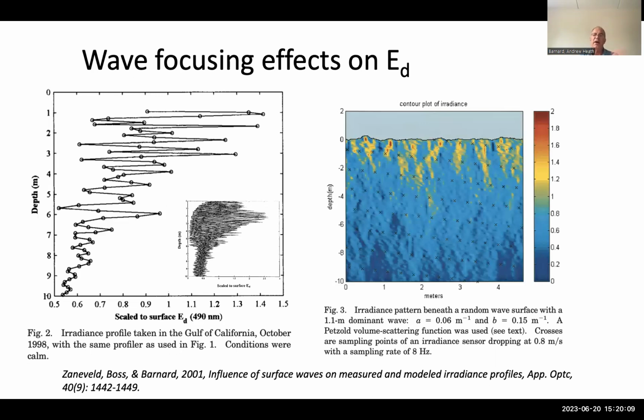Now, when you're doing a profile up and down and you're trying to profile with all these different wave facets and surfaces, remember, waves range from capillary waves up to big giant surface gravity waves.